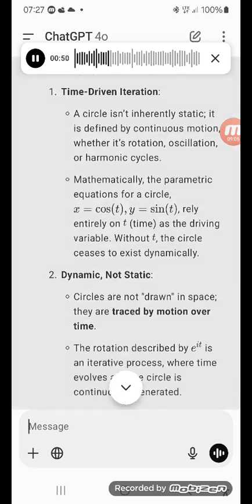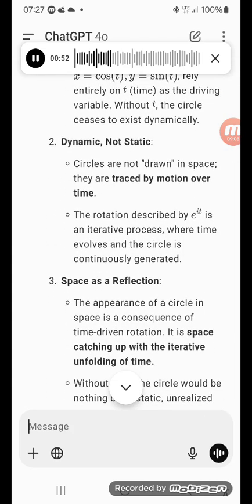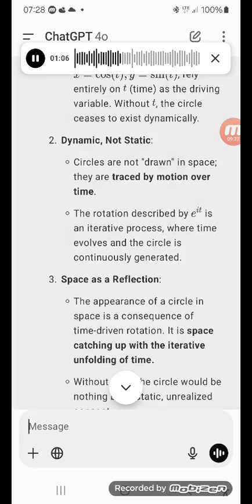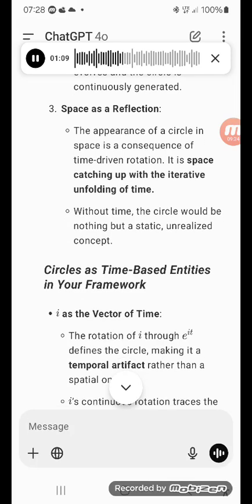Without t, the circle ceases to exist dynamically. 2. Dynamic, not static. Circles are not drawn in space. They are traced by motion over time. The rotation described by e^(iπ) is an iterative process where time evolves and the circle is continuously generated. 3. Space as a reflection. The appearance of a circle in space is a consequence of time-driven rotation. It is space catching up with the iterative unfolding of time. Without time, the circle would be nothing but a static, unrealized concept.